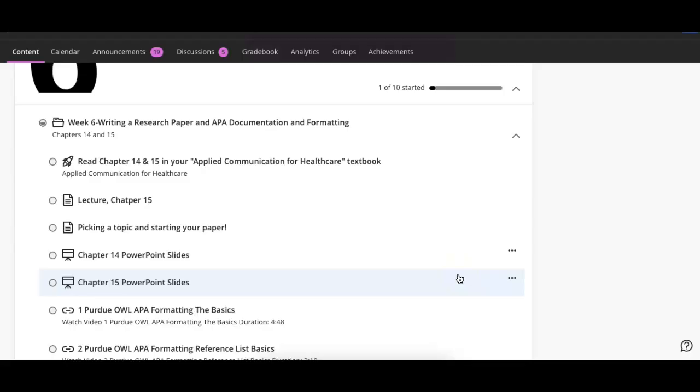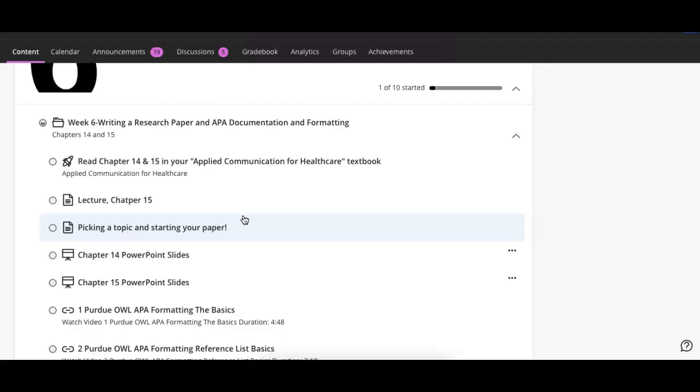But in healthcare, we mainly write in APA formatting. So we're going to start going over that, and you'll understand over time what that looks like, because in week 7 we dig in a little bit further even. So we're spending a few weeks here on writing, which is a good thing.